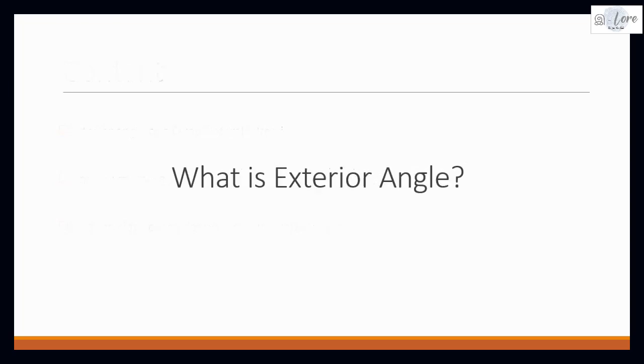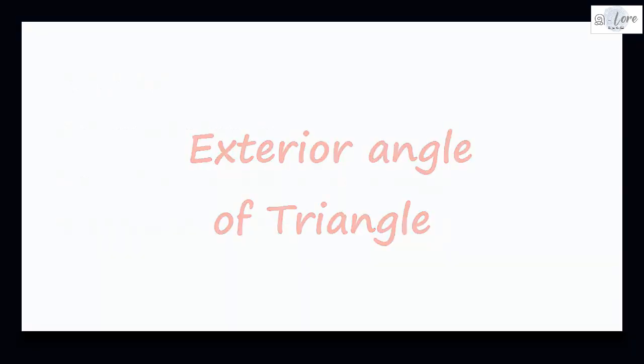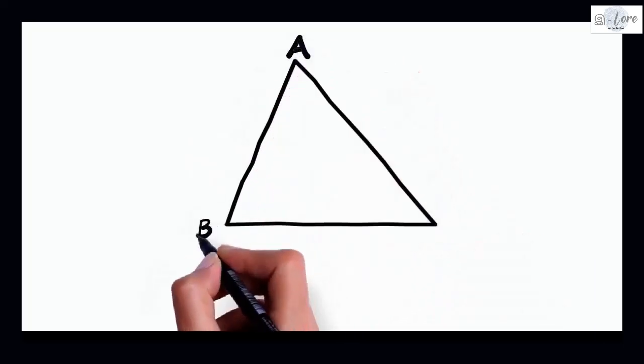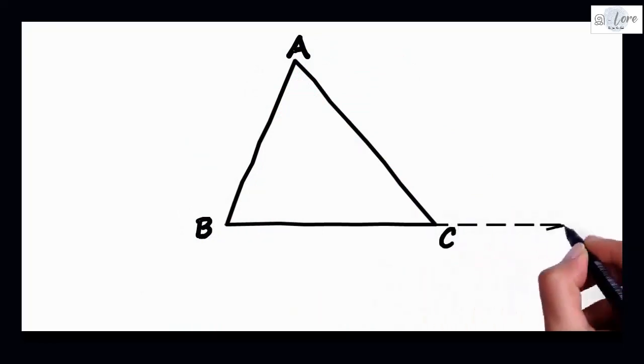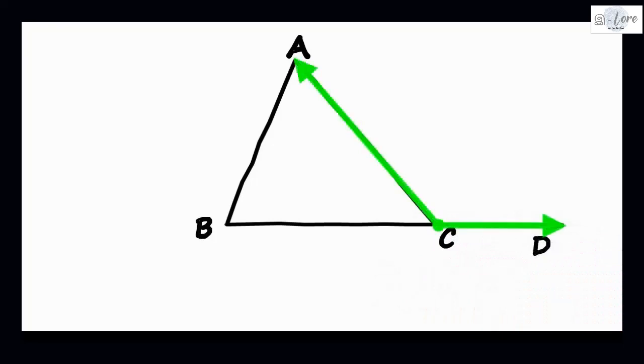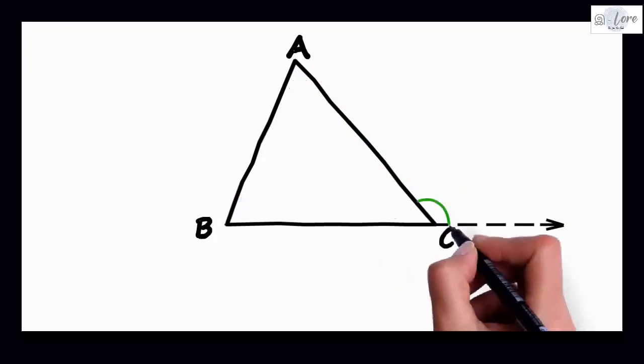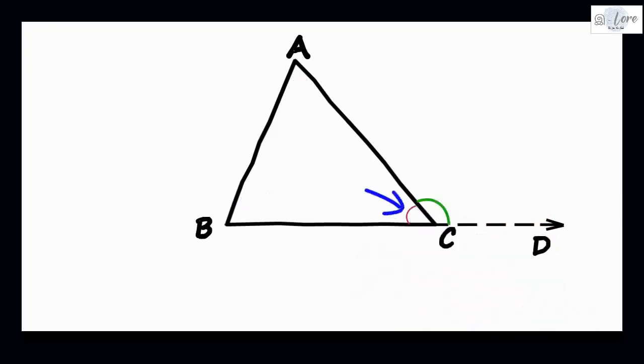What is an exterior angle? Do you have any idea? Okay, first we will check the exterior angle of a triangle. Let us take a triangle ABC. All the inside part of the triangle will be interior, and the outside part will be exterior. Let me extend BC to D. So ACD is called an exterior angle. So A, B and C are called interior angles and ACD is called the exterior angle.